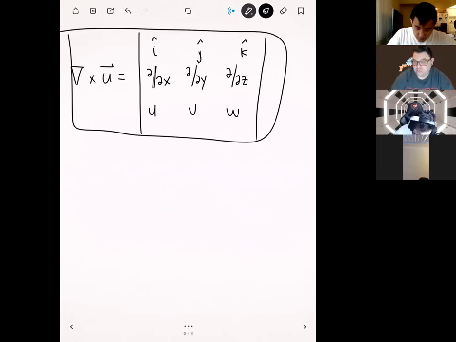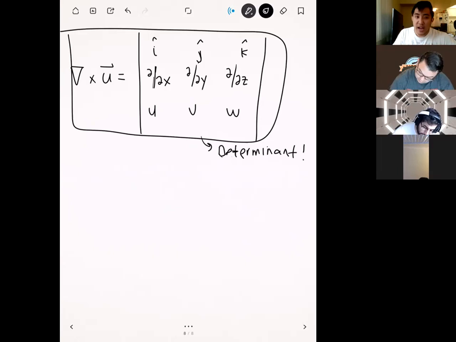Right. And so to actually compute the curl, what you need to do is take the determinant of this. And then after you take the determinant, what you get from this expression is a vector, right? And so remember, if you take the cross product between two vectors, you get a vector back.